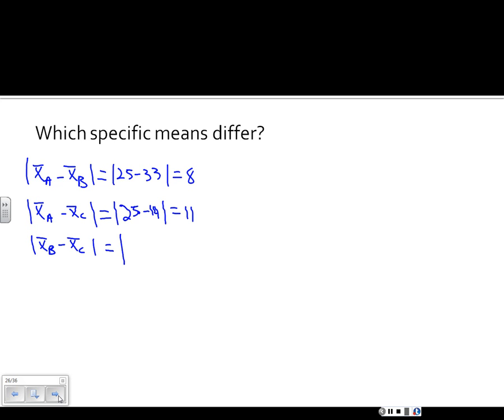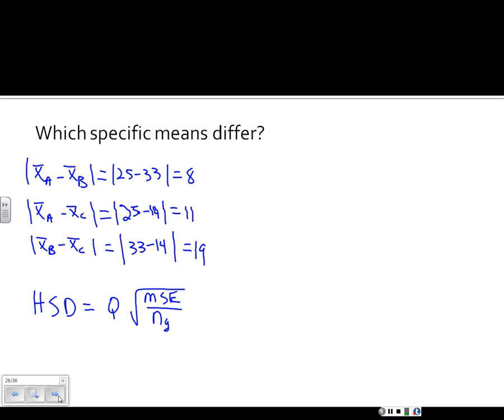And then 33 minus 14, and that is 19. So those are just the differences between the respective pairs of means. Then I'm going to compute a cutoff, the Tukey's HSD test. That's equal to Q times the square root of MSE divided by the group sample size, or the sample size of any one group.